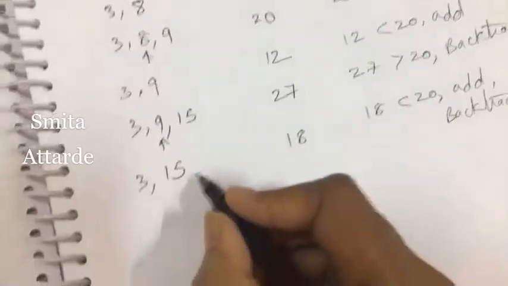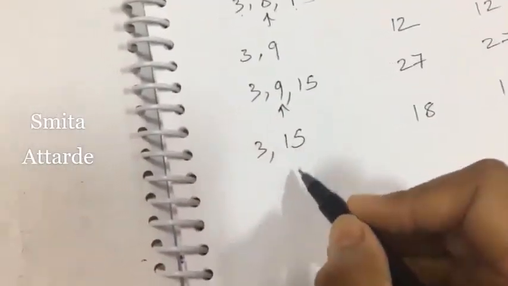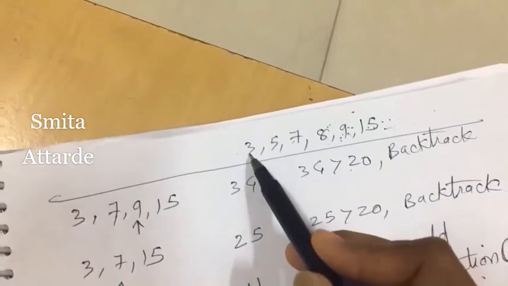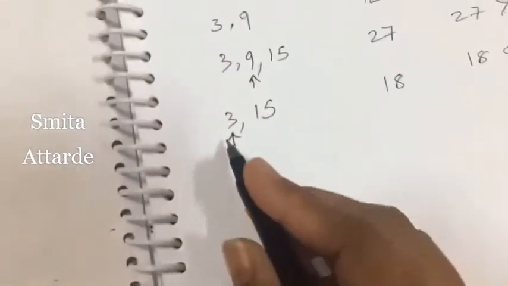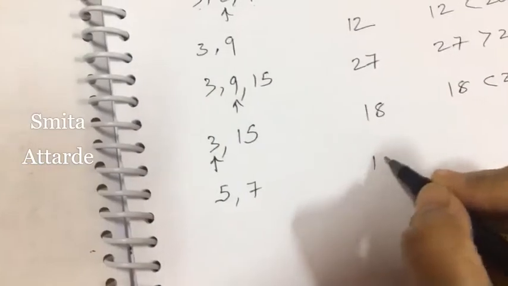I cannot add any element here. The list is finished after 15. So we will backtrack one place behind and we'll change this 3. Now 3 was here. So I have to start the subset now from element 5. Instead of 3, I'll replace it with 5 and the next element 7. So which will give me 12.